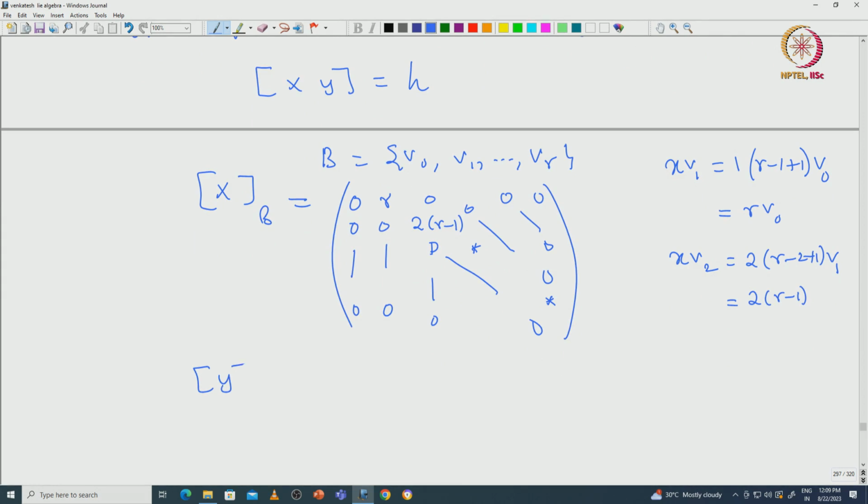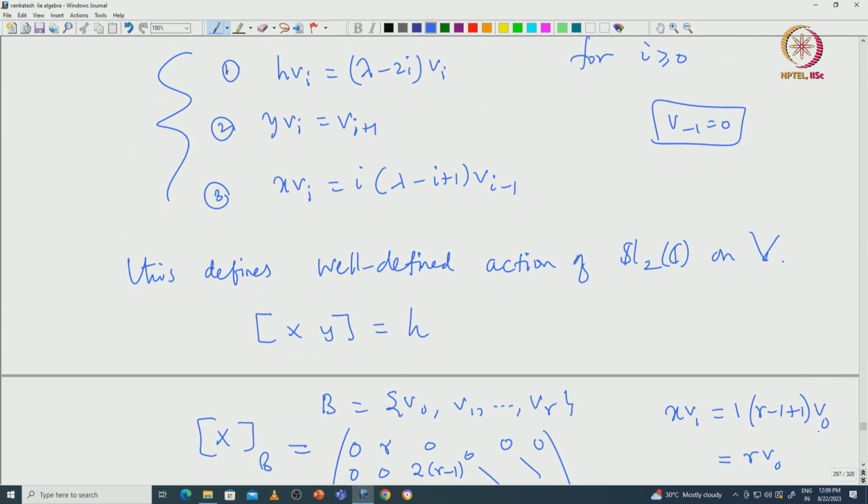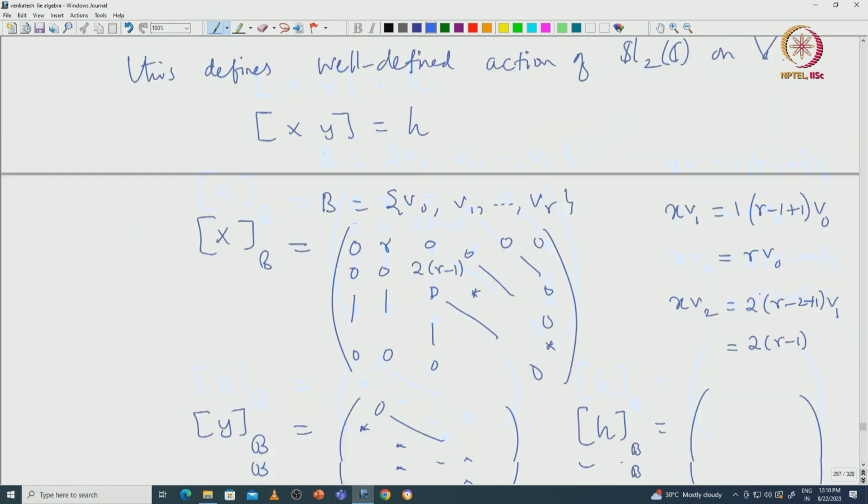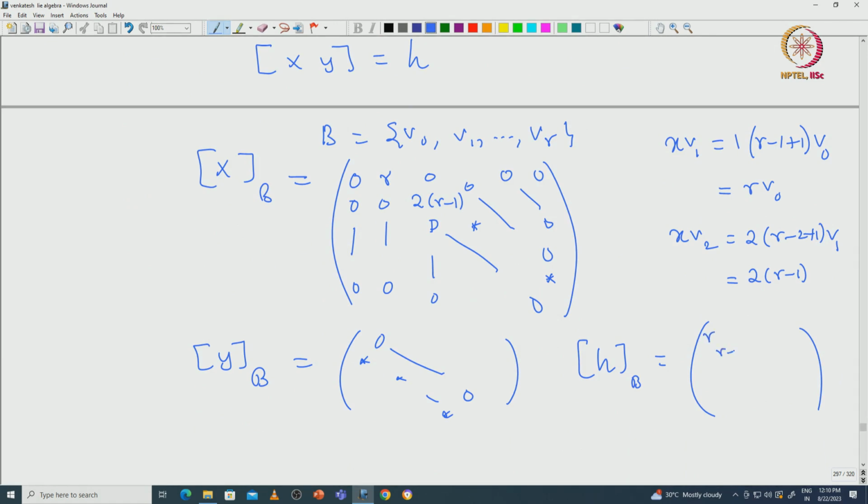Similarly, if you look at what will happen to the matrix of y with respect to the same basis, this will be a lower triangular matrix. So it is strictly lower triangular, where the entries will be on the first off diagonal, below the diagonal. Again, what will be the matrix of H? The matrix of H will be just a diagonal matrix, because H v i is nothing but (r minus 2i) v i. So this will be just r, r minus 2, etcetera, minus r plus 2, minus r.